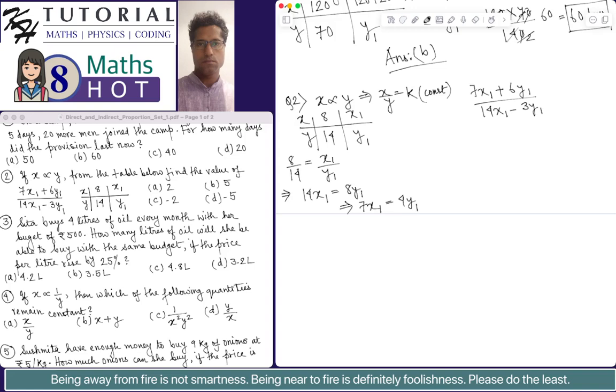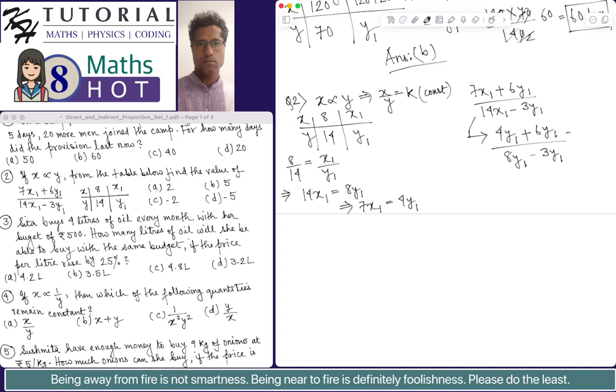So in this expression, we will replace all the x1 with the corresponding y1. That is, we will replace the value of x1 by its corresponding value in terms of y1. So we know 7x1 is 4y1. So we have 4y1 plus 6y1, divided by 14x1, which we know is 8y1, 8y1 minus 3y1.